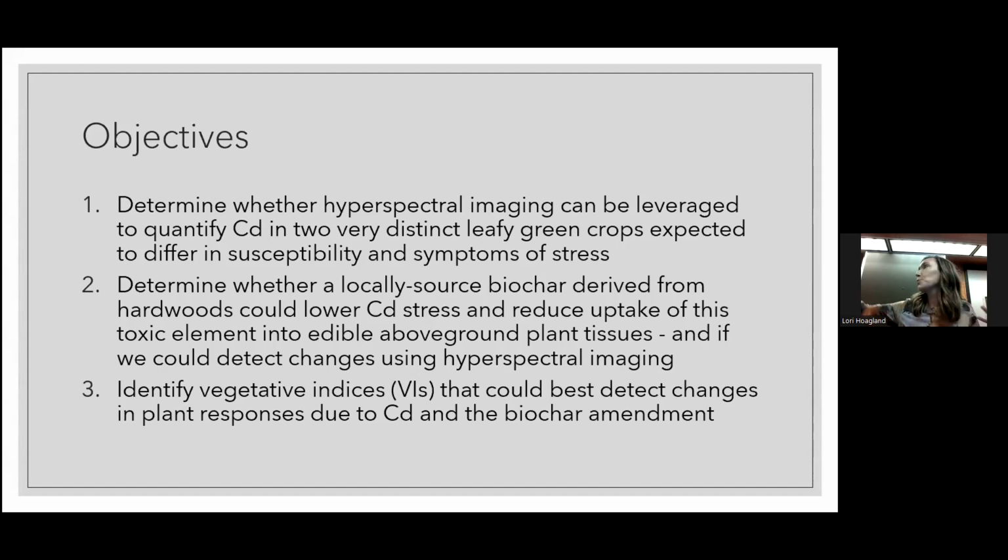When you do hyperspectral imaging, you get massive amounts of data, all these different wavelengths, and so it's very difficult to sort through all of those. People often use these vegetative indices, which just use a couple of the spectra to detect changes in plants.